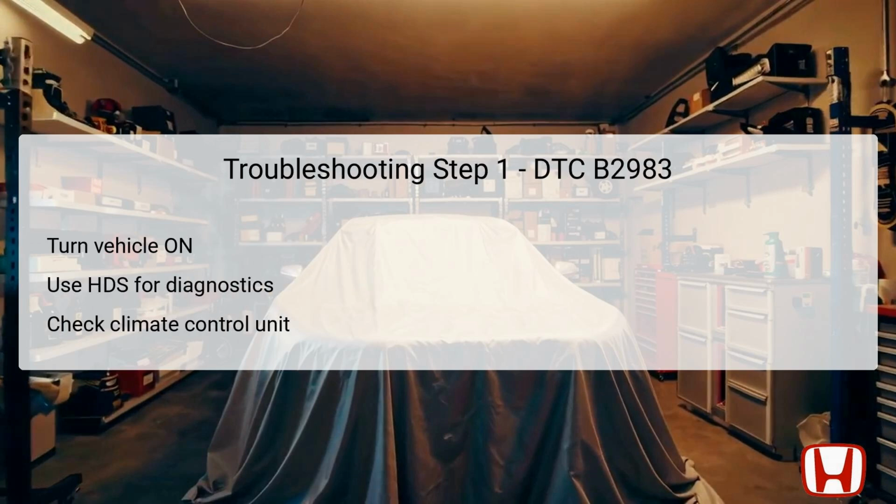The first step in troubleshooting DTC B2983 involves preparing the vehicle for inspection. Start by turning the vehicle to on mode without starting the engine, as this allows the electronic systems to initialize. It's crucial to utilize the Honda Diagnostics System, HDS, to perform a self-diagnostic function on the climate control unit. This system will check various subsystems, identifying any faults related to DTC B2983.